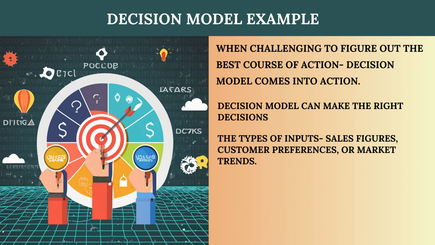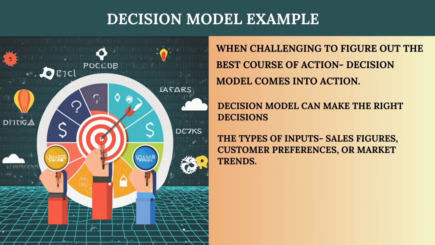Let us continue further by taking an example. Imagine we are running a business, and we have to make important decisions every day. Sometimes, it can be challenging to figure out the best course of action, especially when there are many factors to consider. That's where a decision model comes in handy. It's like a tool that helps us to understand and analyze the situation better, so we can make the right decisions. Now, let's talk about the types of inputs that go into a decision model.